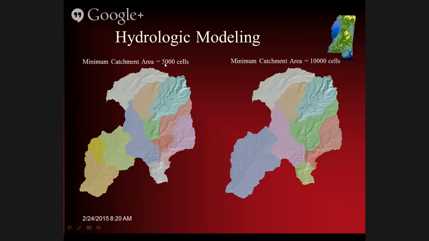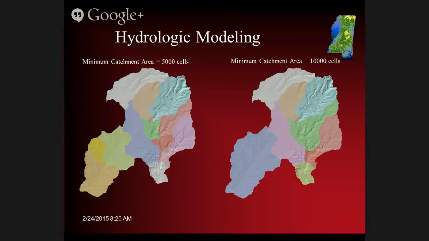So you can set it up to have a minimum number of cells. This is 5,000 cells. This is 10,000 cells, and it will create larger watersheds. And you could create a nested set of watersheds inside of other watersheds. For example, if you wanted to divide up an area for study. And like I said, there's a national data set called the HUC data set that's done exactly this.